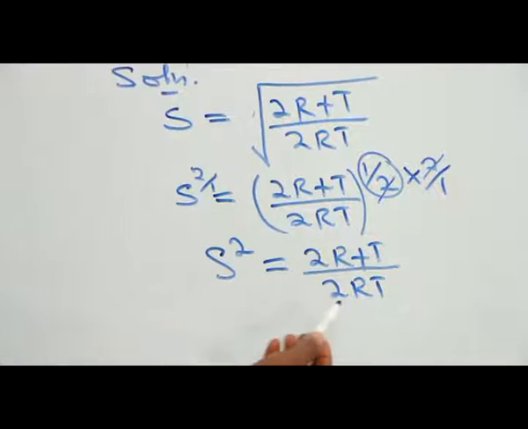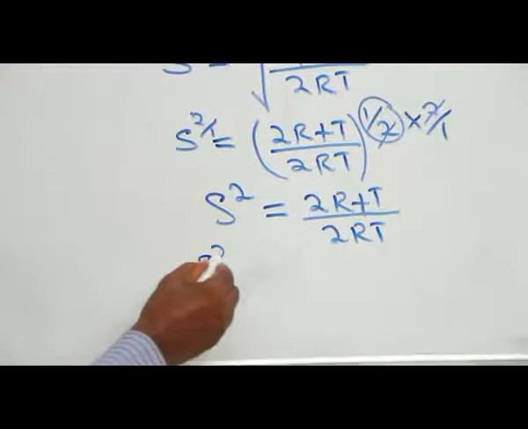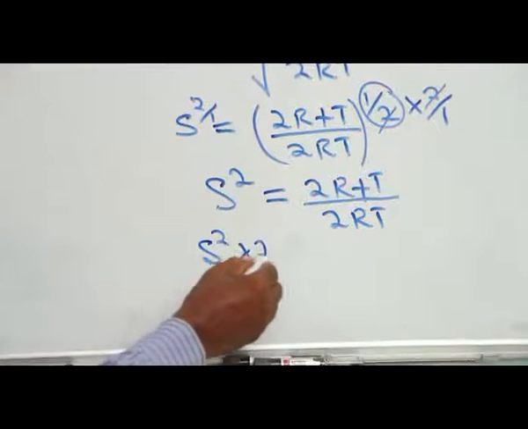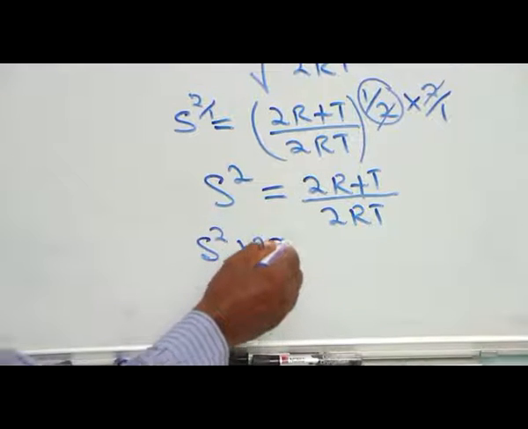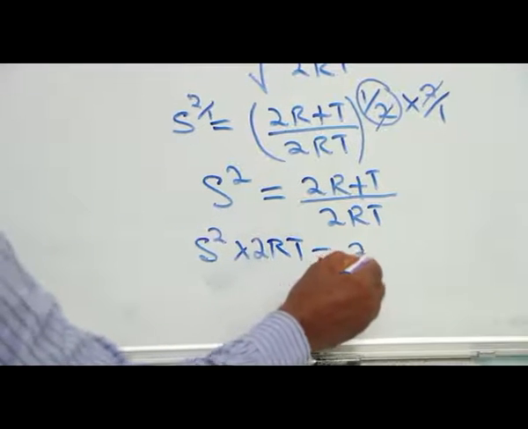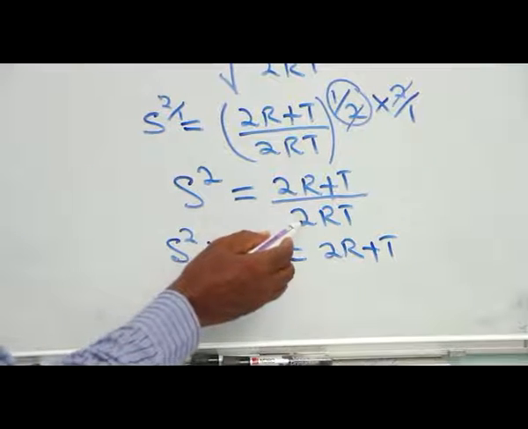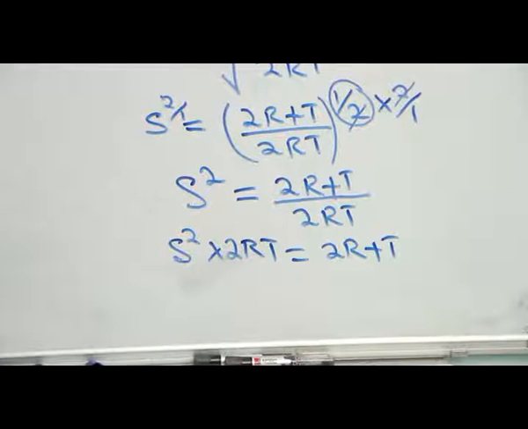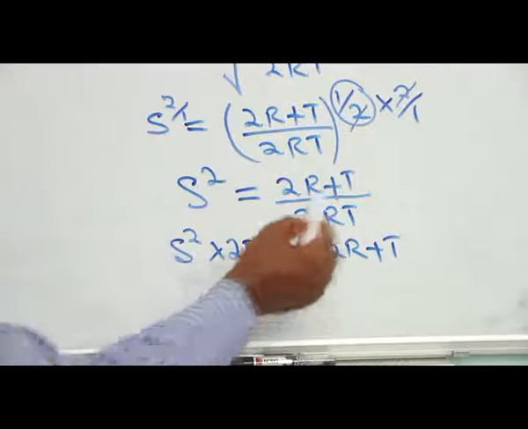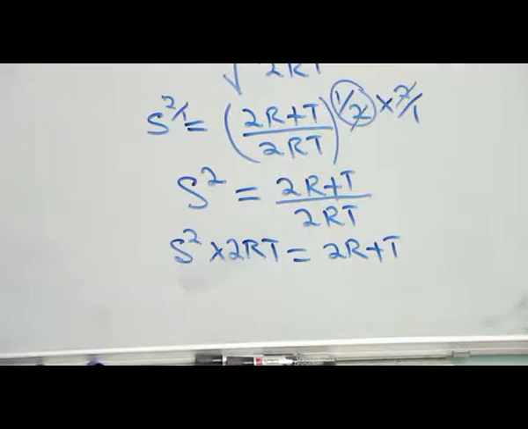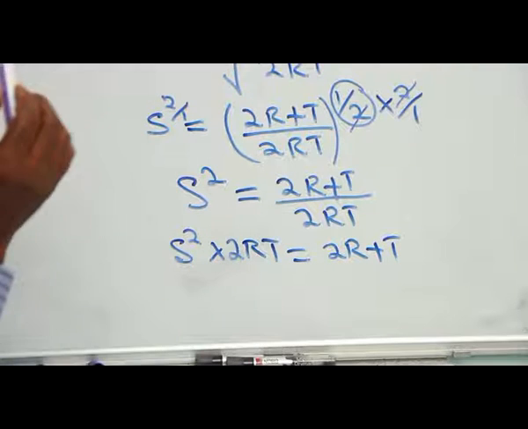So we are here. You can now cross and multiply. We now have S squared multiplying 2R, 2RT is equal to 2R plus T. Don't cancel the 2 here and the 2 here. That would be a big mistake, because the 2 is not common to both the numerator and denominator in the way it appears there. So you cannot cancel this and cancel that.